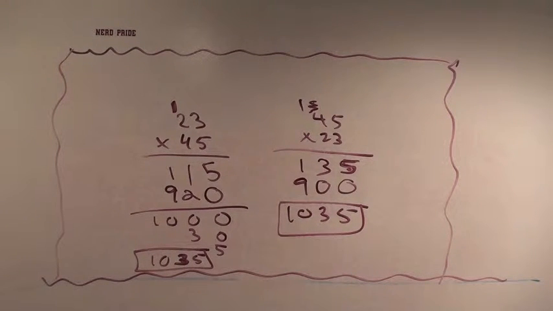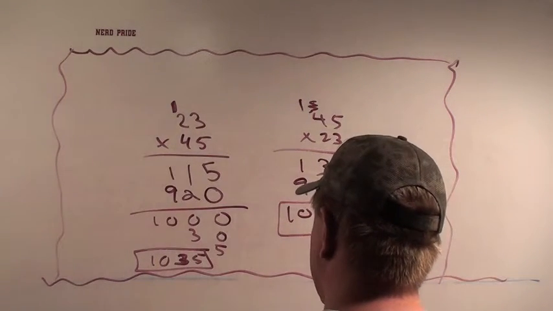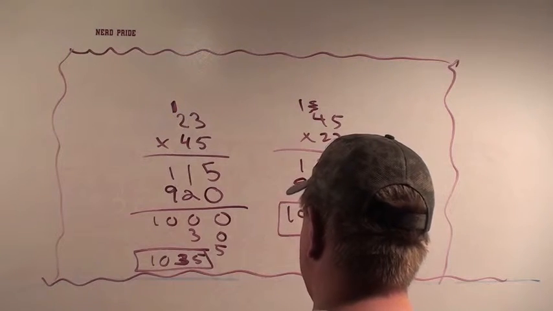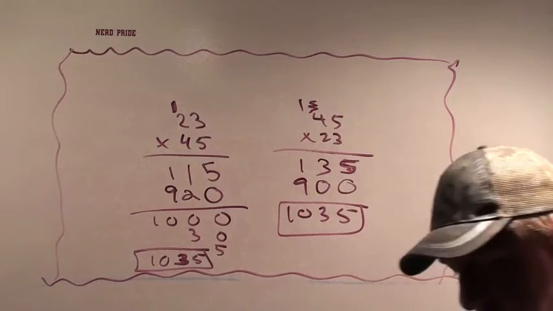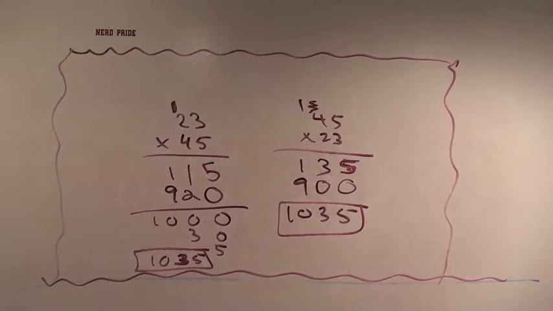Couldn't see it. Okay, so now it's your turn. Let's have you do, I don't know, 16 times 52. Whoa. Okay, can you come up to the board and do that for me?